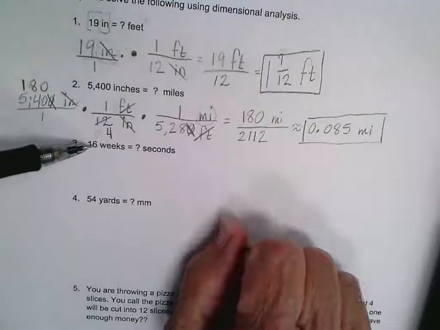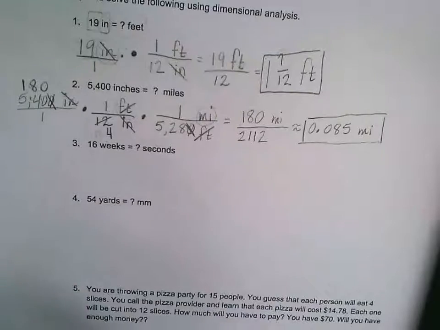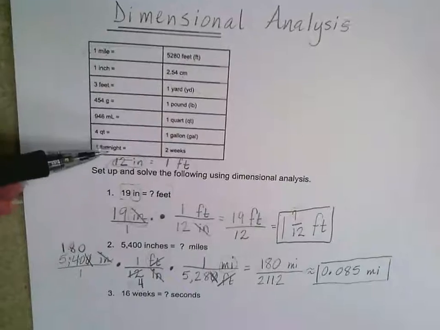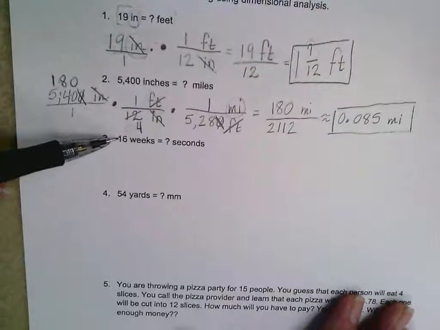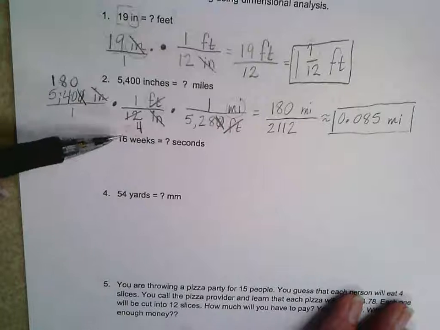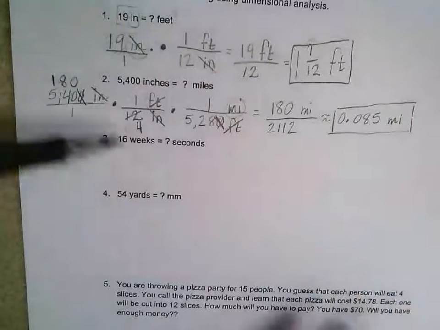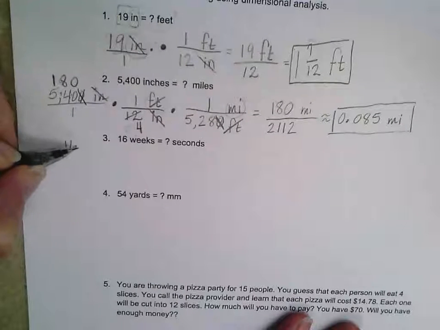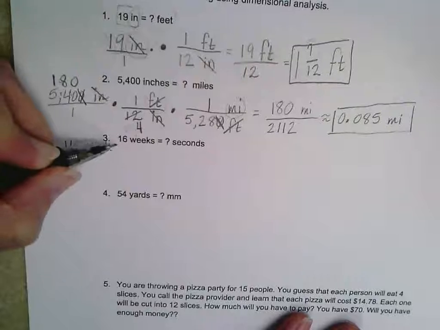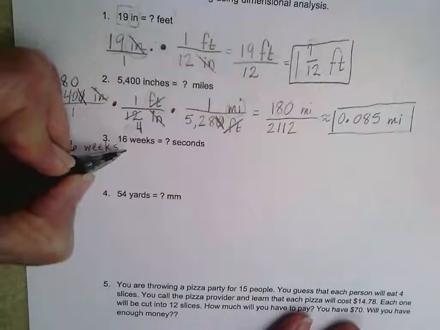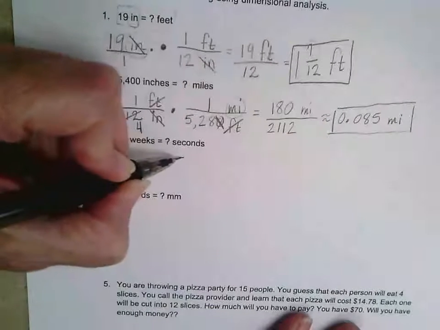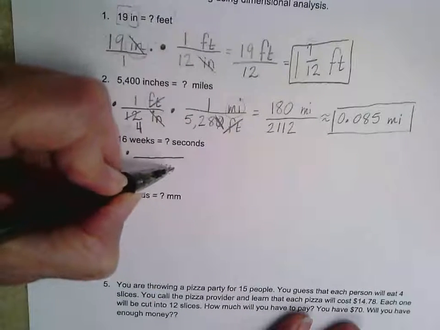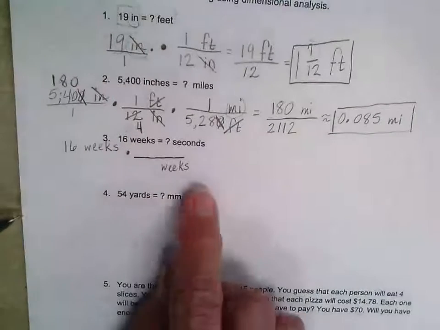Okay, this one is not up in our chart. And the reason it's not up in our chart is because most kids know about weeks and seconds and minutes and so on. So I didn't include those up there. But again, we're going to start with what we're given. We're given 16 weeks, and we want to multiply that by a ratio that has weeks as the second term.